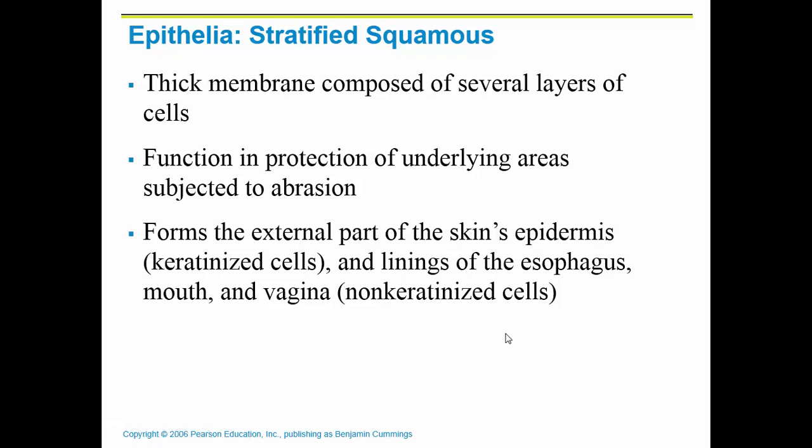The next type of epithelial tissue is stratified squamous. So it's many layers, or more than one layer, of squished cells. And this is what we find on our skin. And our skin is tough. It fits together like a puzzle, so nothing can get in.